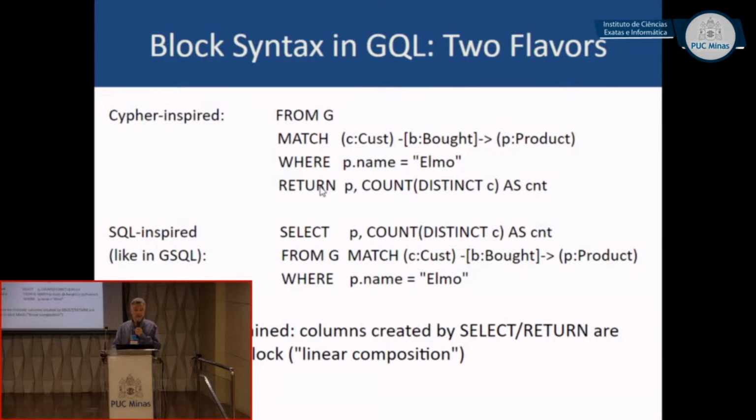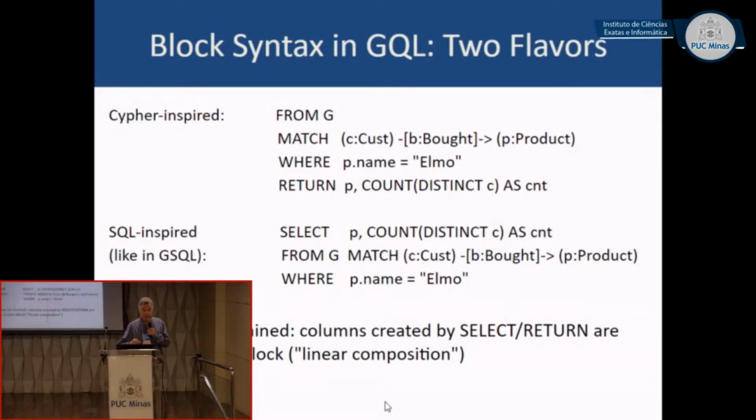And then there is a return clause that, if you forget about the keyword and look at what follows, this looks like SQL. This would be the group key, and this would be the aggregate. You're counting all the customers, distinct customers, who bought a certain product whose name is Elmo. Okay, and you can even give a name to that column. So what this will output is actually a little table. And similarly with a select-from-where inspired syntax, very much in the same spirit.